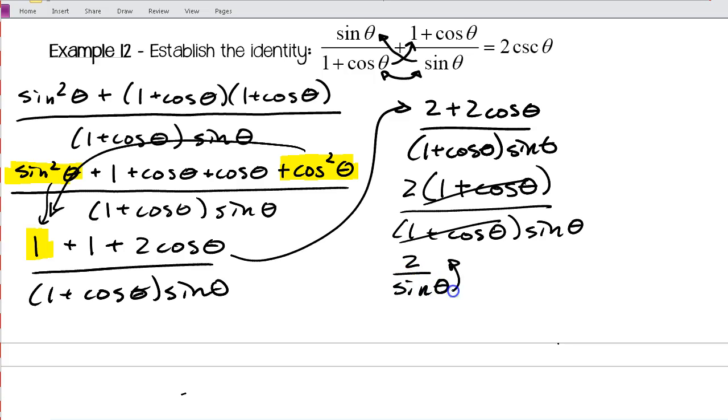And remember our trick, I can move any trig function between numerator and denominator and change it to its reciprocal. So if I move the sine to the top, it becomes 2 cosecant theta, which in fact establishes the identity that the original expression was equal to 2 cosecant theta.